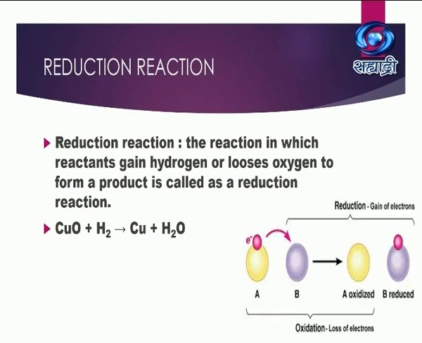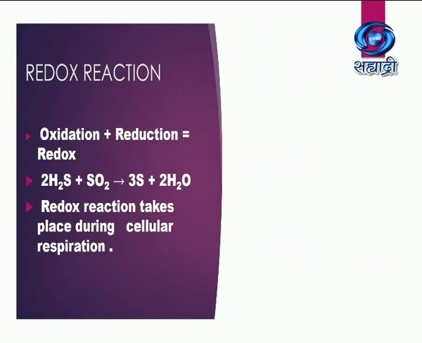Here you can study the comparison between reduction and oxidation. In reduction, gain of electrons takes place, and in oxidation, loss of electrons takes place. And this is how the reaction gets completed. There is a combination of oxidation and reduction reaction also, which is called redox reaction. That is oxidation reaction plus reduction reaction.